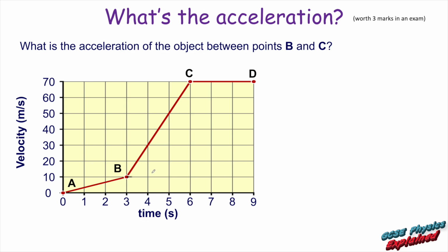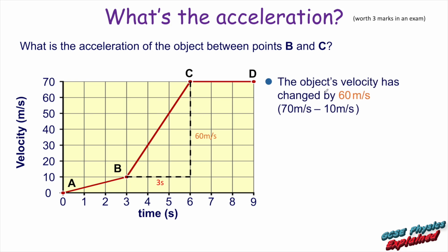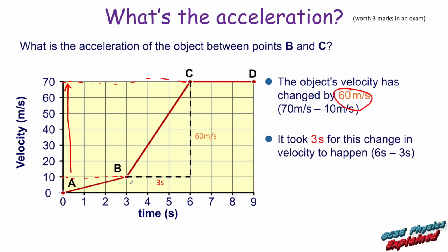All right, so remember, acceleration, we need to know what was the time taken for a certain change in velocity to happen. So you can see here the object's velocity has changed by 60. At position B, the velocity was 10. At position C, the velocity is 70. So it's gone from 10 up to 70, so it's changed by 60. And it took 3 seconds for the change to happen. So to go from B to C was 3 seconds.